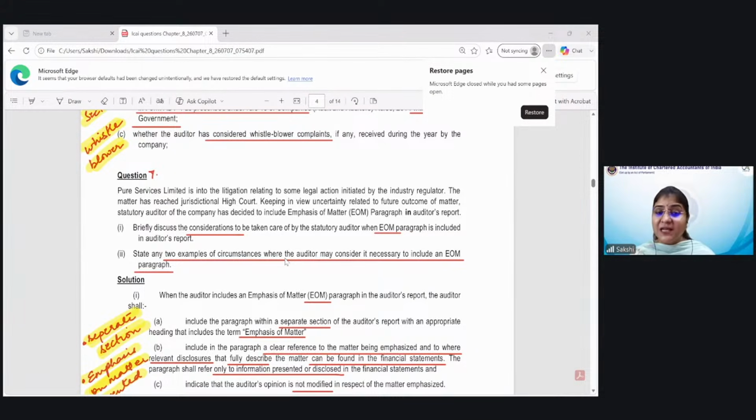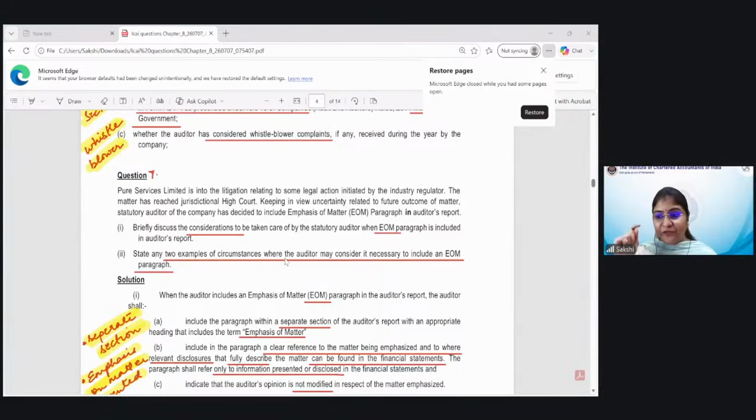Briefly discuss the considerations to be taken care of by the statutory auditor when an EOM paragraph is included in the auditor's report. Number one, also state two examples of circumstances where the auditor may consider it necessary to include an EOM paragraph.